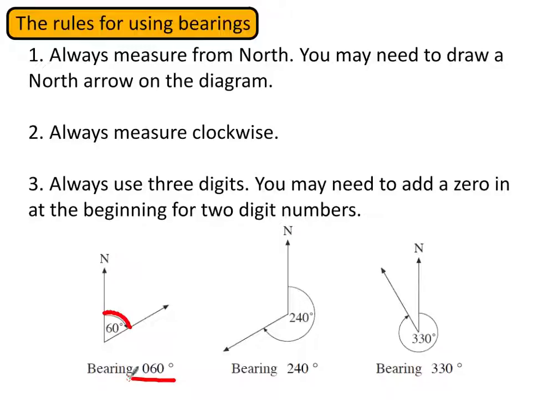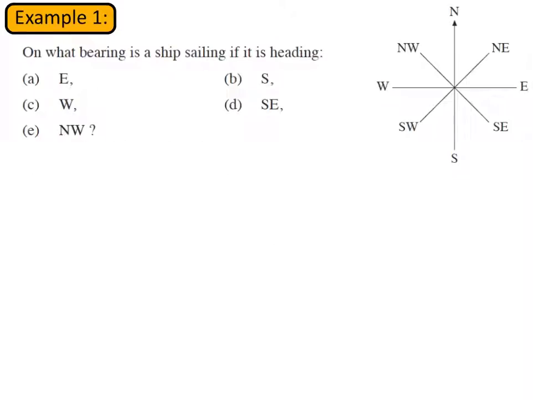If you consider a bearing of 240 degrees, it's measured clockwise from north all the way round. It's a reflex angle, isn't it? And 330, exactly the same, is measured from north, being 0, 0, 0, right round. So a bearing of 330 degrees would be in that direction. So let's look at some examples of the sorts of things you're going to have to do.